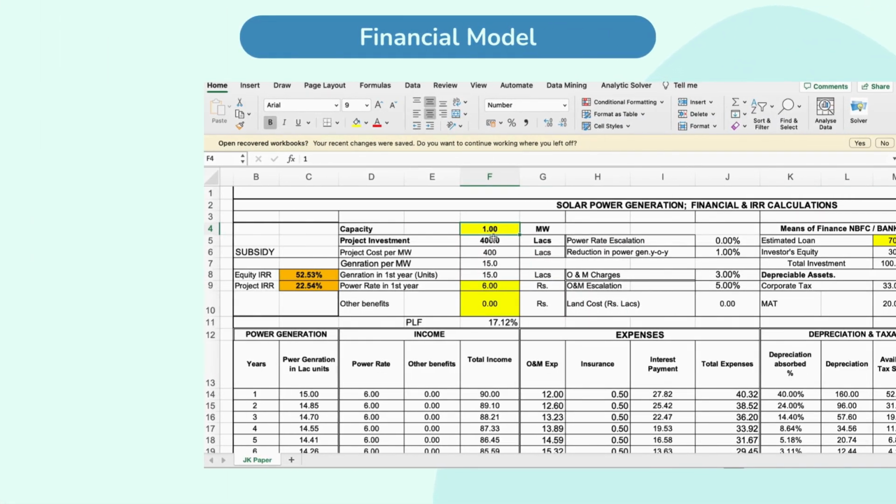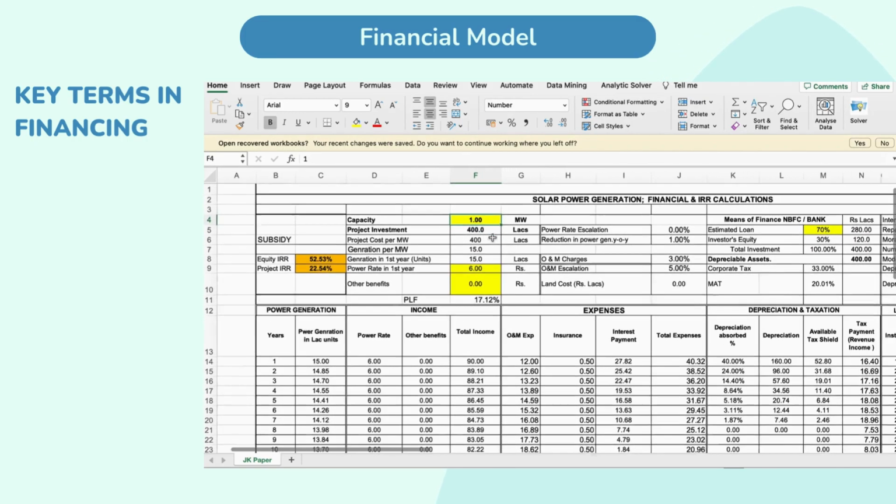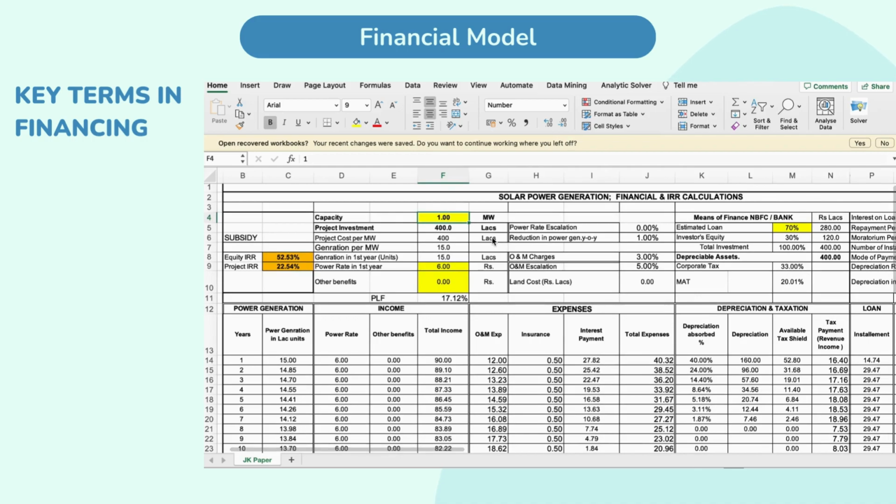So friends, welcome to this session of solar project financing. In this session, we will first explain the key terms in financing, and then we'll explain this financial model. I have opened a financial model, as you can see on my screen.